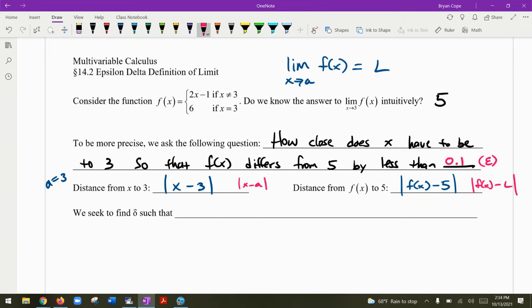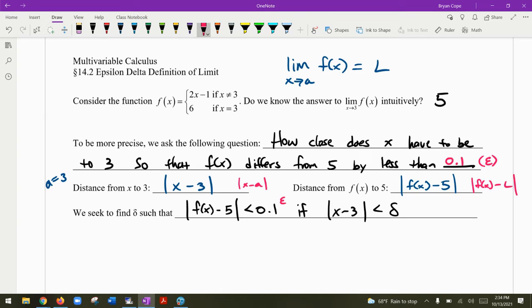Okay, so with that, we seek to find a delta such that the distance between f of x and 5 is less than 0.1 if the distance between x and 3 is less than delta. So our goal is to find the delta that satisfies that. Remember, this 0.1 is really the epsilon that we just happen to be choosing in this case, right?